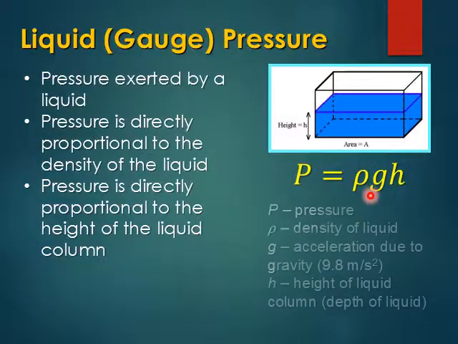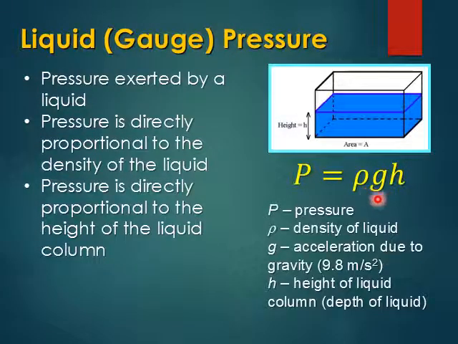Okay, rho is the density of the liquid. G is the acceleration due to gravity, which is equal to 9.8 meters per second squared. And then you have h, which is the height of the liquid column. Or sometimes we call this as the depth of the liquid. Okay, so based dito sa illustration natin, ito yung tinatawag natin na height of the liquid column.